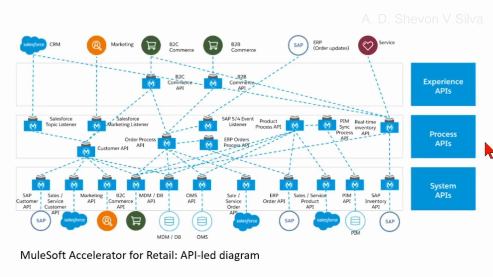The RCG marketing process API. The marketing process API listens to the campaign creation and updates events from Anypoint MQ and orchestrates the creation and updates to B2C and Marketo systems.